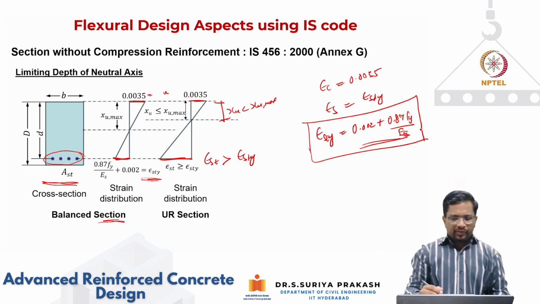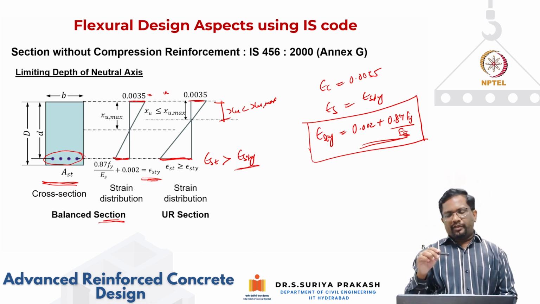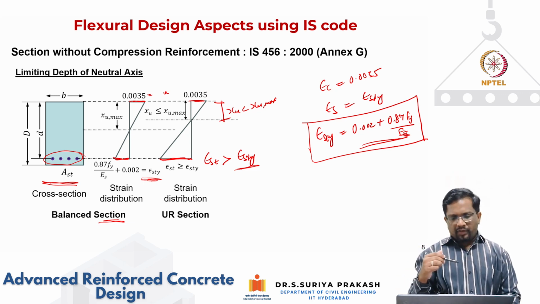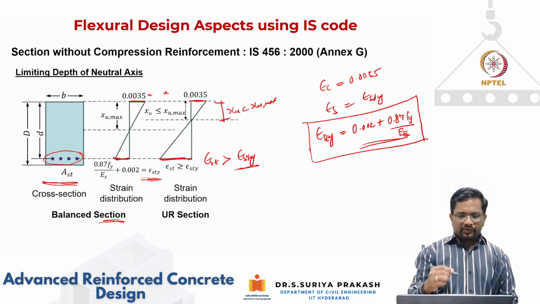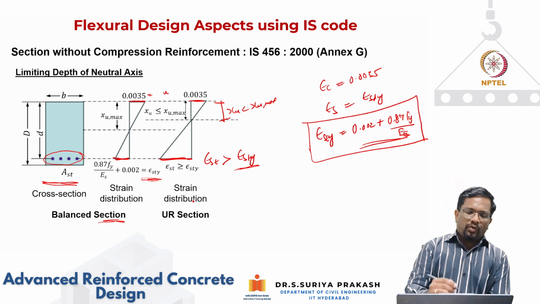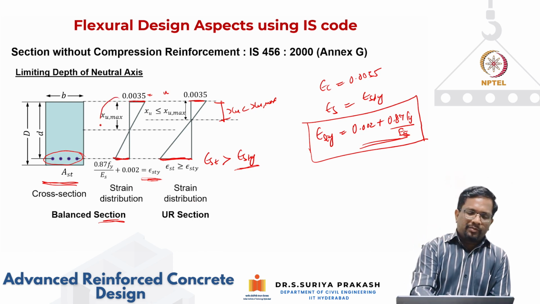So we want to make sure that the strain on the tension side is going to be greater than your design yield strain specified by your IS 456, which is 0.00407 for your Fe 500 grade of steel. So this is your under-reinforced section. In a section, I can put the maximum amount of reinforcement that will lead to the maximum value of xu max.